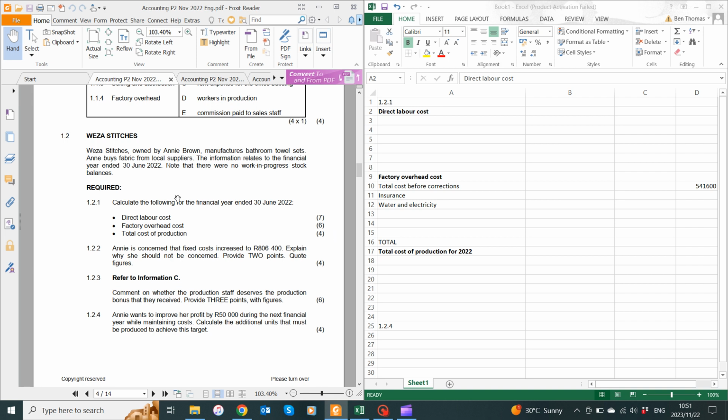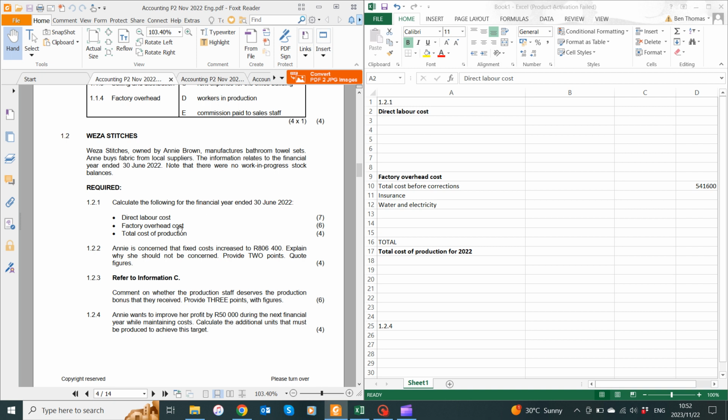My focus is actually going to be on 1.2.1 as well as 1.2.4, which says Annie wants to improve her profit by 50,000 Rand during the next financial year while maintaining costs. Calculate the additional units that must be produced to achieve this target.